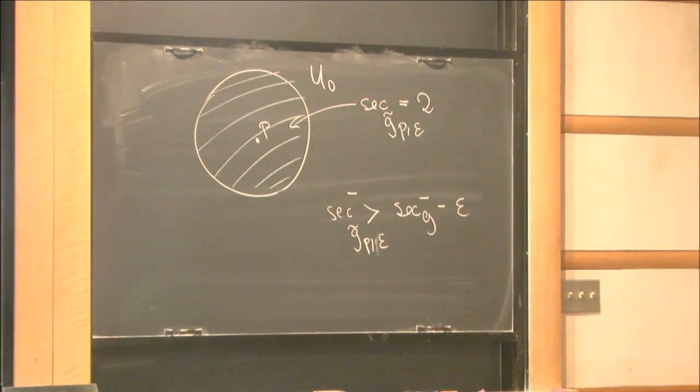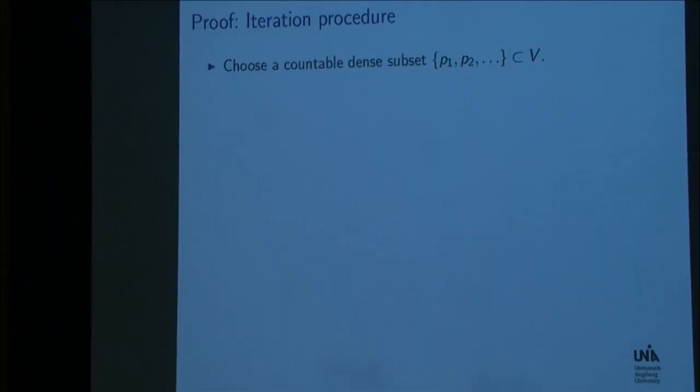And we apply this to an iteration procedure in the following way. We choose a countable dense subset P1, P2, and so on, sitting inside V. We start with our given metric g. And then we take smaller and smaller epsilons, bounded above by 2 to the minus nu. The point is that the geometric series tells us the sum of all those is equal to 1. So these errors will accumulate, but the accumulation is bounded above by 1.